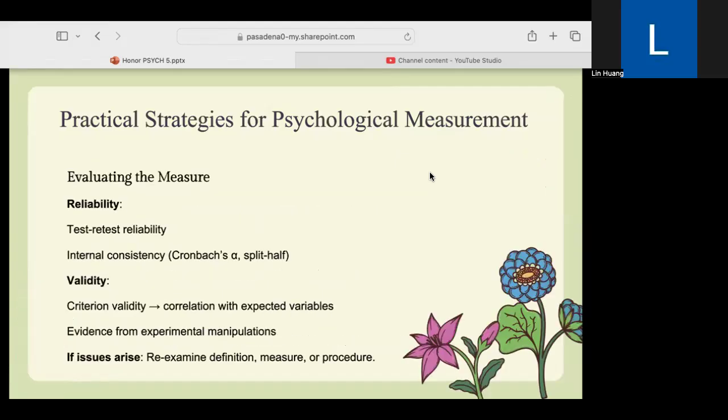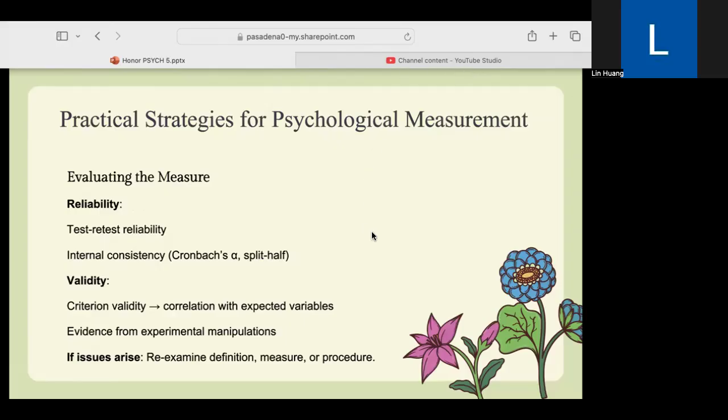Okay, last, evaluating the measure. First we evaluate the reliability, such as test-retest and internal consistency, and next, validity. Criterion validity, correlation with expected variables, and evidence from experimental manipulations. If issues arise, we need to re-examine the definition, measure, or procedure.